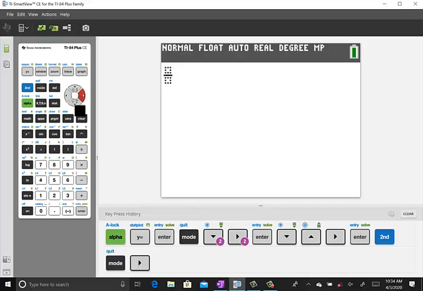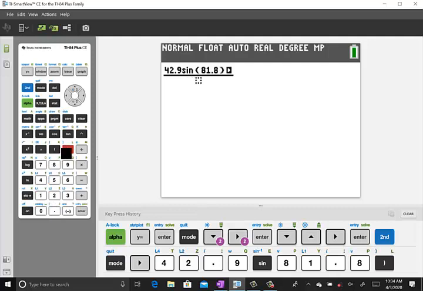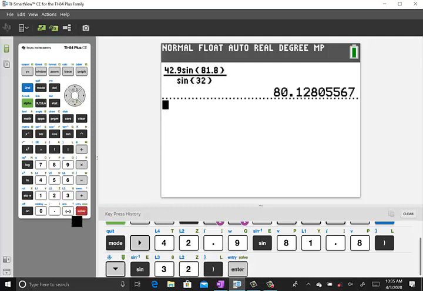Alright, so in our fraction on top, we have 42.9 sine 81.8, my bad, not 66.2. And then that's over sine 32. And we get our approximate answer of 80.12805567. So I'm going to write down that.